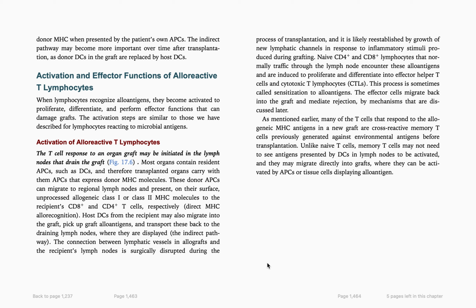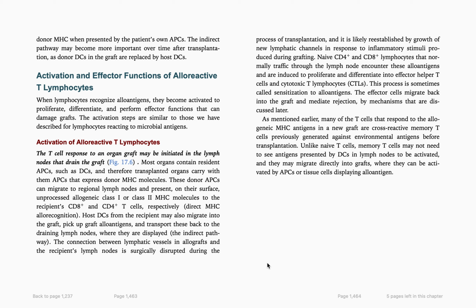Naive CD4 and CD8 lymphocytes that normally traffic through the lymph nodes encounter these alloantigens and are induced to proliferate and differentiate into effector helper T cells and cytotoxic T lymphocytes, CTLs. This process is sometimes called sensitization to alloantigens. The effector cells migrate back into the graft and mediate rejection by mechanisms that are discussed later.